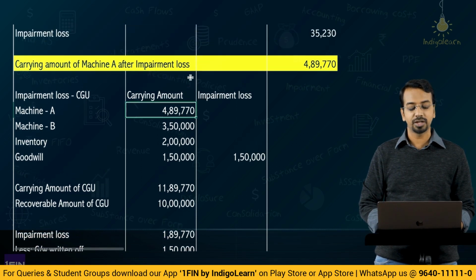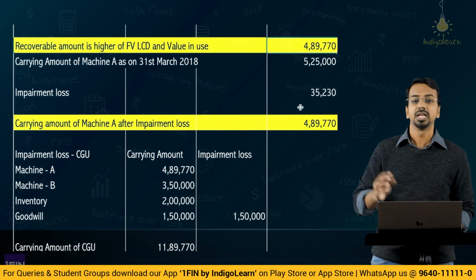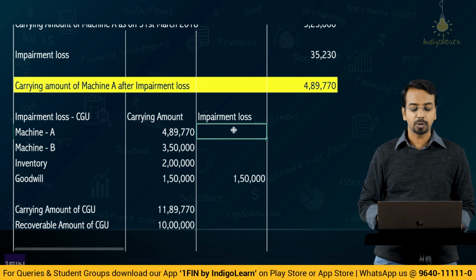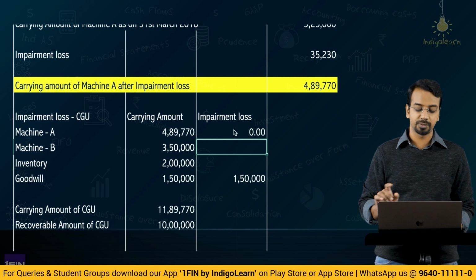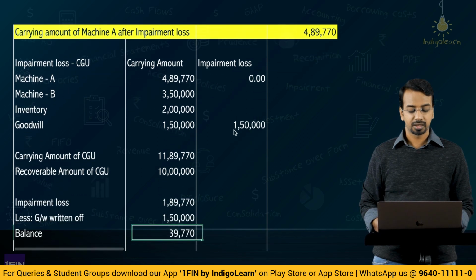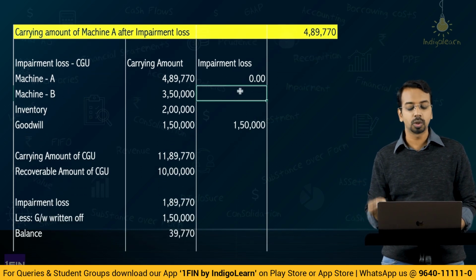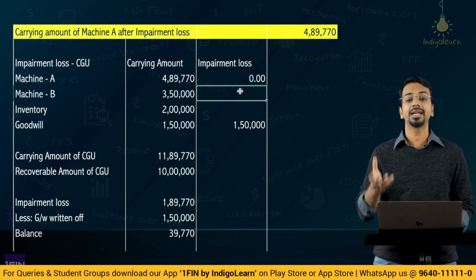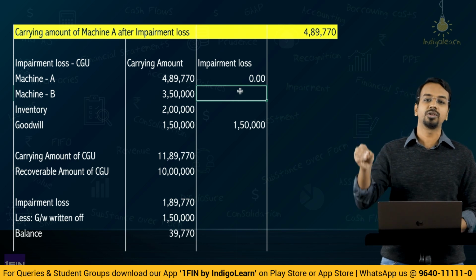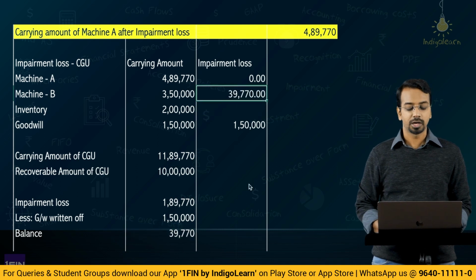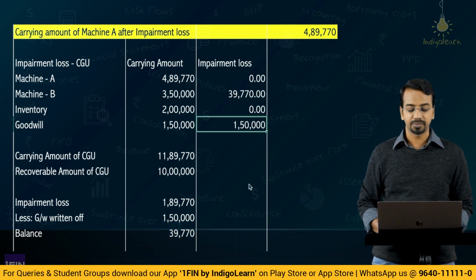So machine A has a recoverable amount of 4,89,770. So if it has a recoverable amount of 4,89,770, I cannot provide for any further impairment loss. It is already impaired. So further impairment loss will be 0. Then whatever is the balance left, 39,770 will be borne totally by machine B. Again, we cannot impair inventory because inventory is anyways being carried at net realizable value. So we will not write down inventory below 2 lakhs anyways. So whatever is the balance loss of 39,770 will be borne by machine B. Inventory will not bear anything.